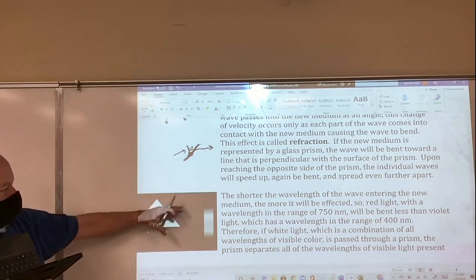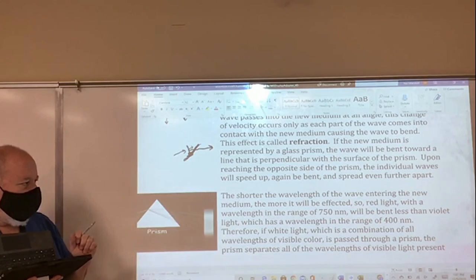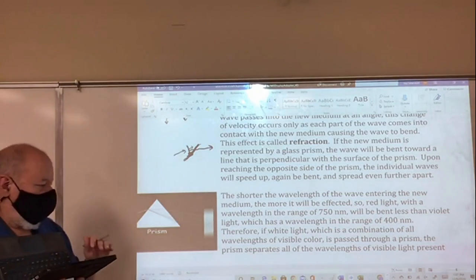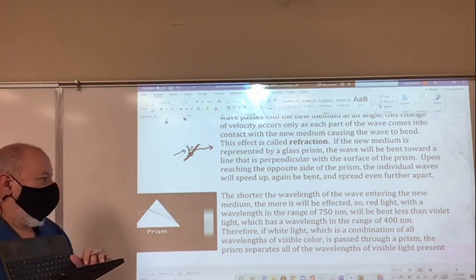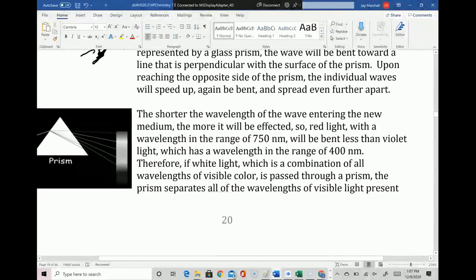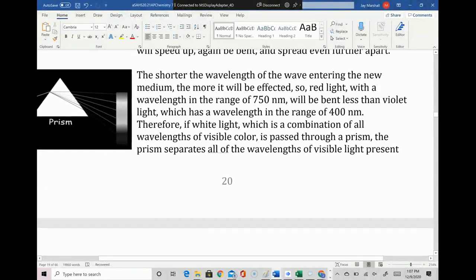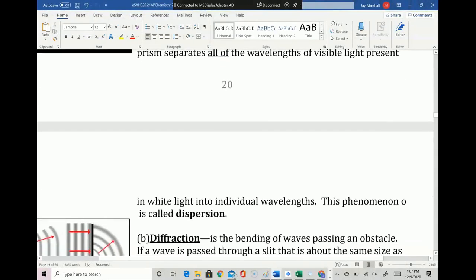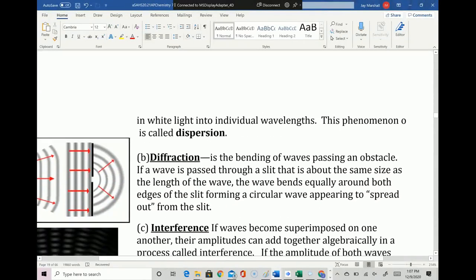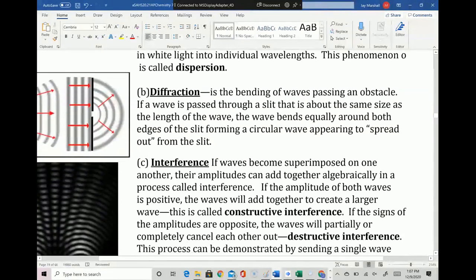And it's going to cause the different wavelengths to be spread out, and that's what we see when white light passes through a prism. Therefore, if white light, which is a combination of all wavelengths, has passed through a prism, the prism separates the colors present. This phenomenon is called dispersion.